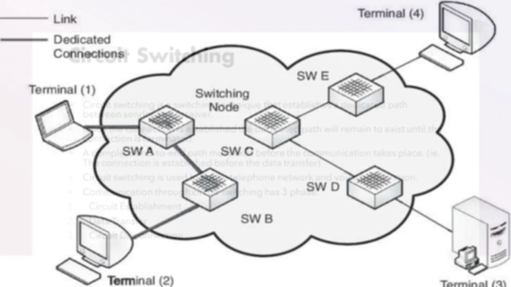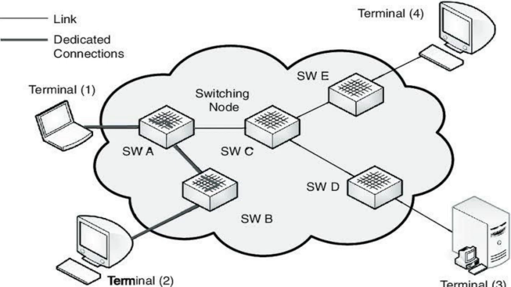Let's understand this through an example. As shown in the diagram, data is to be transferred from terminal 1 to terminal 2. For this, the first phase, that is connection establishment, is done first. The dark black line shows that the circuit is established. Once the circuit is established, the data transfer occurs, which is the second phase. And after the data transfer is finished, the circuit is disconnected, which is phase 3 of circuit switching.